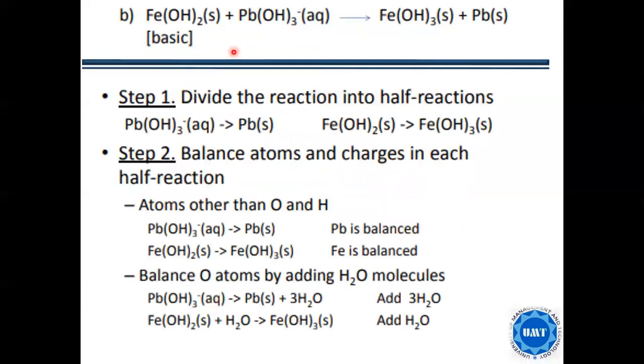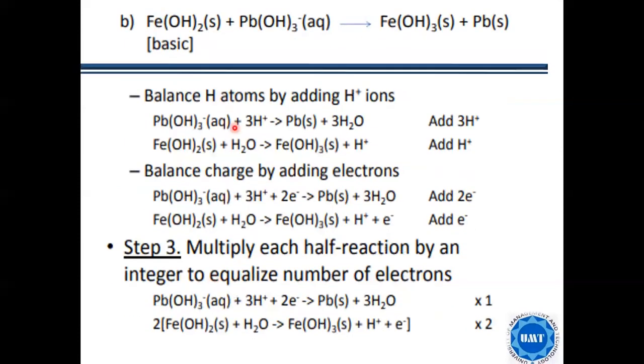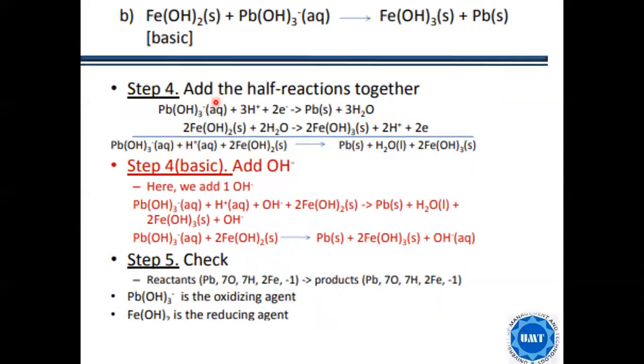So this is the second example, in the basic medium. These are both the same because we have to divide both into half reactions. Then we have to balance according to the atoms, oxygen, hydrogen, and then by adding electrons. We have to multiply each half reaction by integers. Then we have to add. But the fourth step differs in the basic medium because we have to add hydroxyl ions. And the fifth is to check.